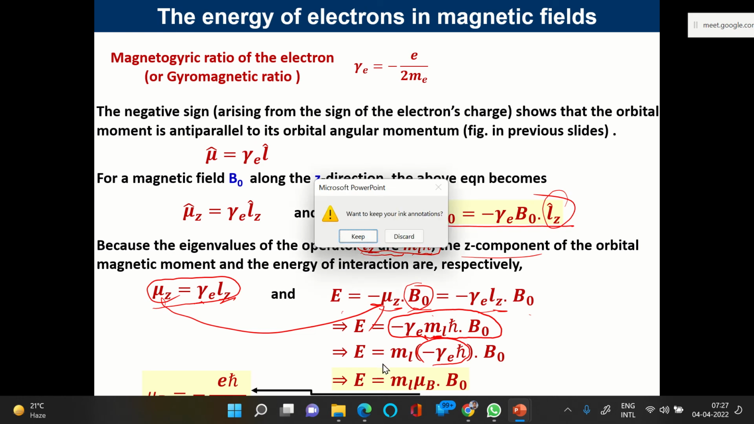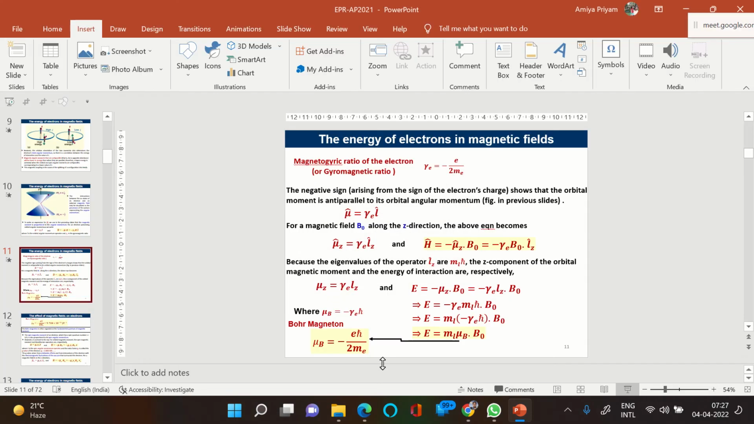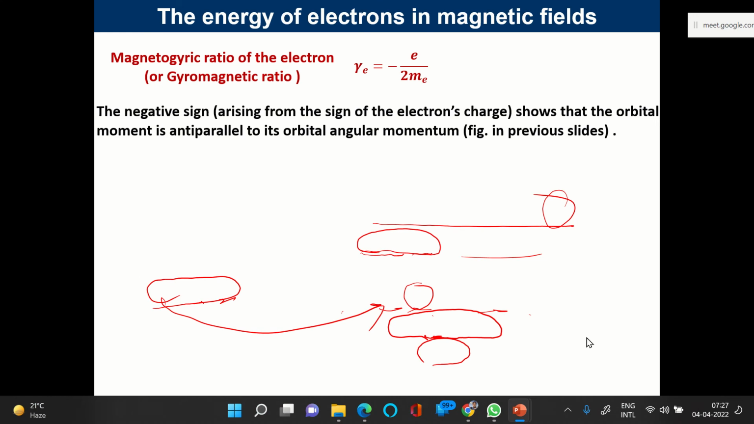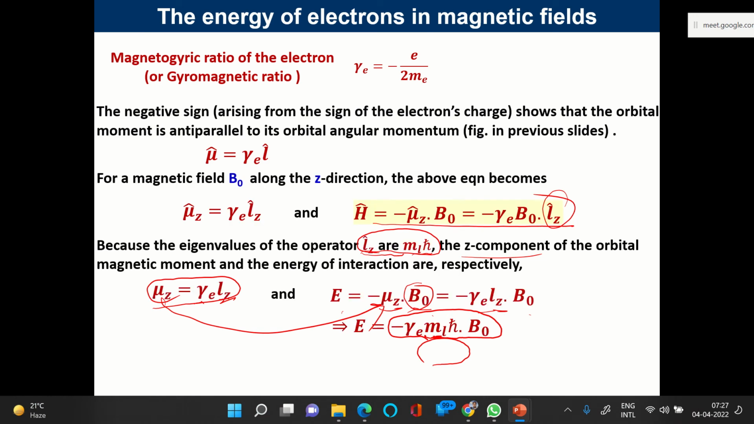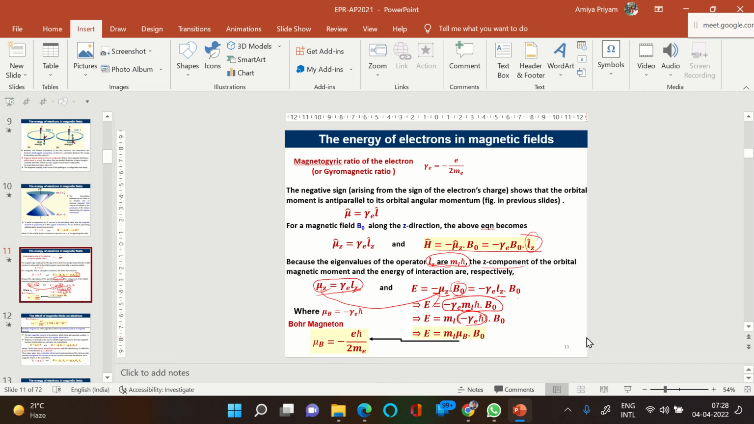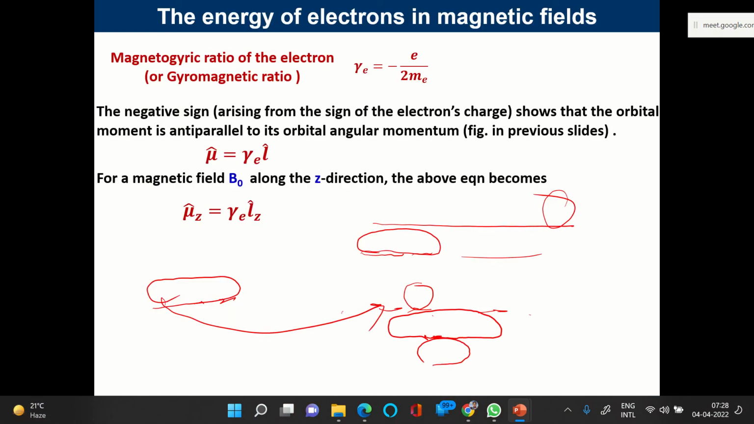And this mu z that we are talking about is e h cross by 2 m_e. This is your Bohr magneton, with a negative sign. And this Bohr magneton is the basic quantum of electron magnetic moment. So that's how we start with things.